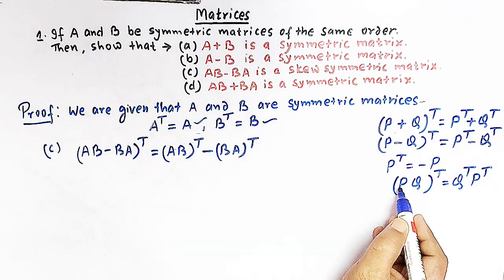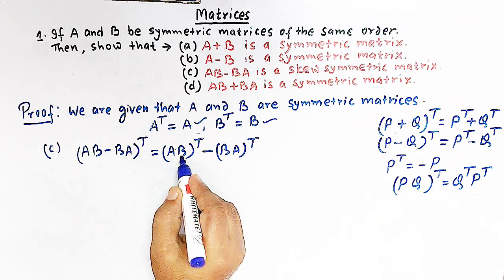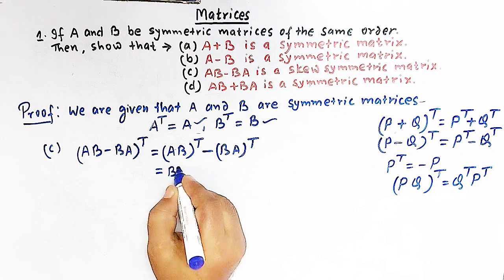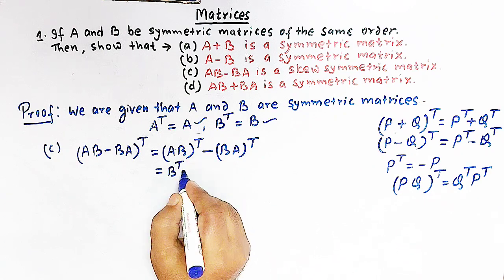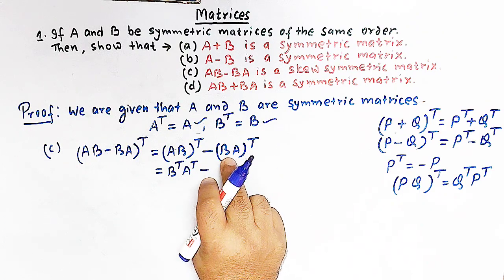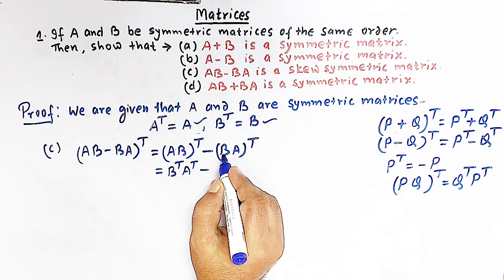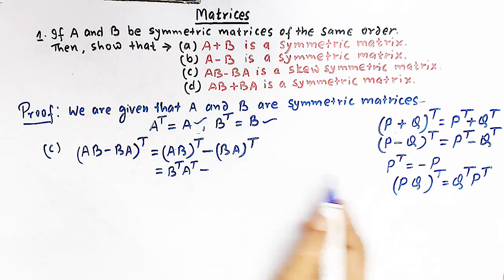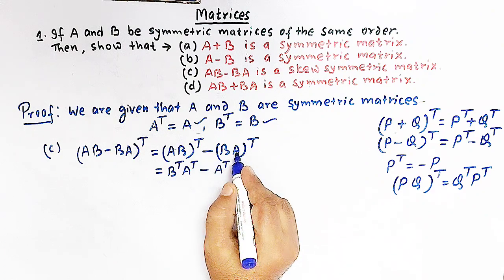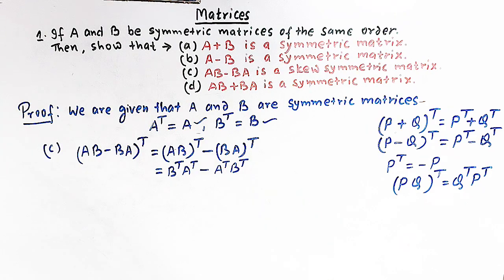So here our matrix P is A and matrix Q is B. Using this result, we can now write B transpose and then the transpose of matrix A. Here we also have to make use of this result. Now in this case B is P and A is Q. So we first write the transpose of matrix A, and then the transpose of matrix B.